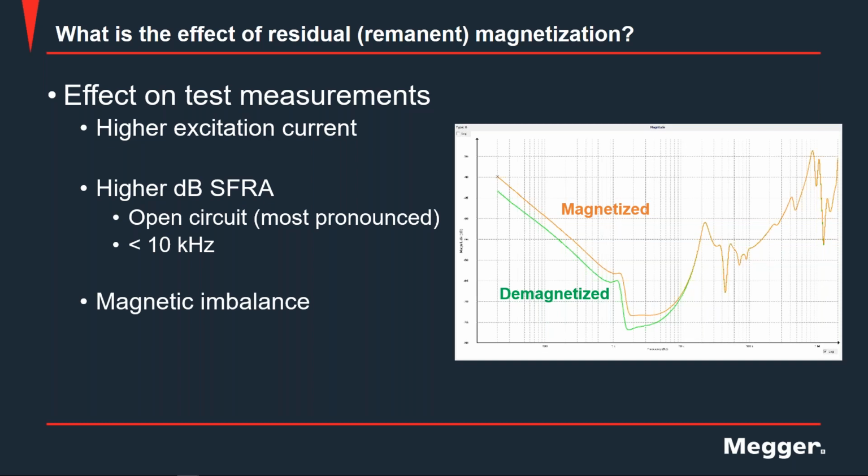You will also see a magnetic imbalance when you're doing a magnetic balance test. Magnetic balance testing is performed with a turns ratio instrument, but it can be another indicator that your asset is magnetized.